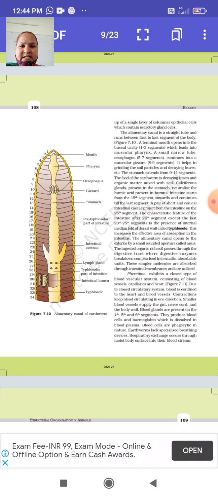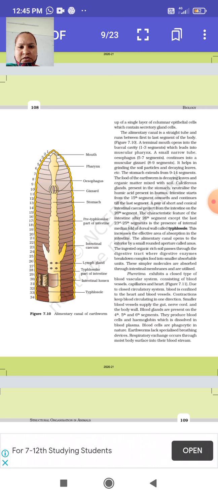Now the intestine starts from the 15th segment and continues up to the last segment. A pair of short and conical intestinal ceca also projects out from the intestine on the 26th segment. Now the characteristic feature of the intestine after the 26th segment, except the 23rd and 25th segment, is the presence of an internal median fold of the dorsal wall called typhlosole. Now typhlosole is present after the 26th segment except 23rd and 25th.